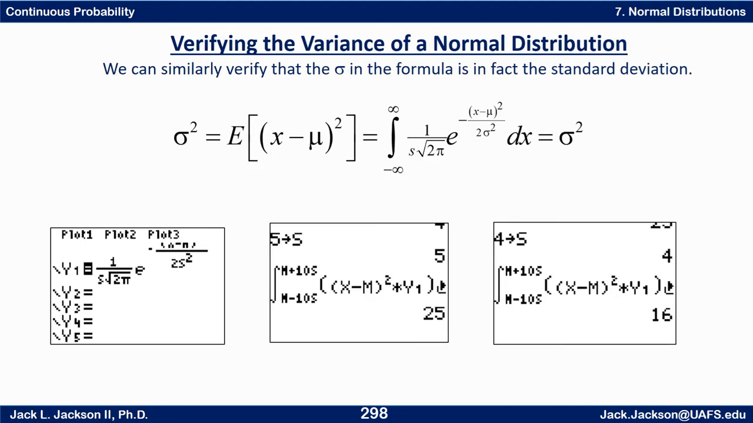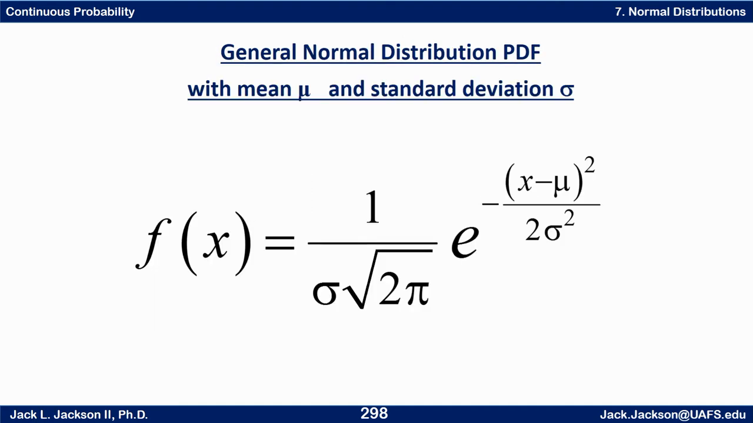Okay, similarly, let's verify that the sigma in the formula is in fact the standard deviation. So this actually is the general form for the formula of a normal distribution. f of x equals 1 over sigma times the square root of 2 pi times e to the negative x minus mu squared over 2 sigma squared. So notice when sigma squared is 1, you can basically erase that, and when mu is 0, you can erase that, and that gave us our standard normal distribution.